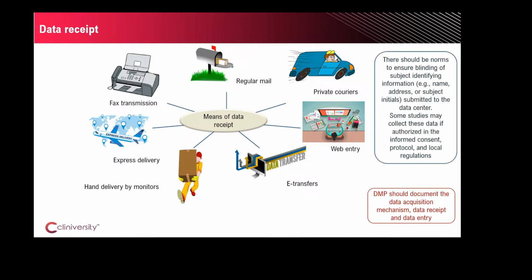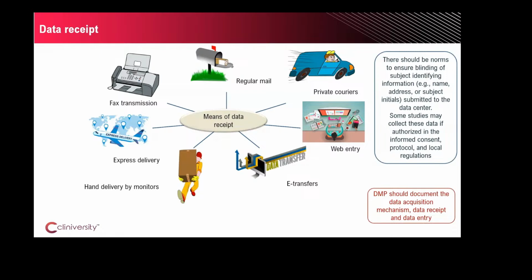There should also be standard operating procedures in place to ensure that the blinding of the subject identifying information remains, especially the name, address, and subject initials, unless collection of this data has been authorized in the informed consent protocol as well as the local regulations. Otherwise, the blinding has to be maintained while doing this data transfer. Ensure that a process is in place to quickly identify if there are incidences of violation of the data privacy conventions and laws.